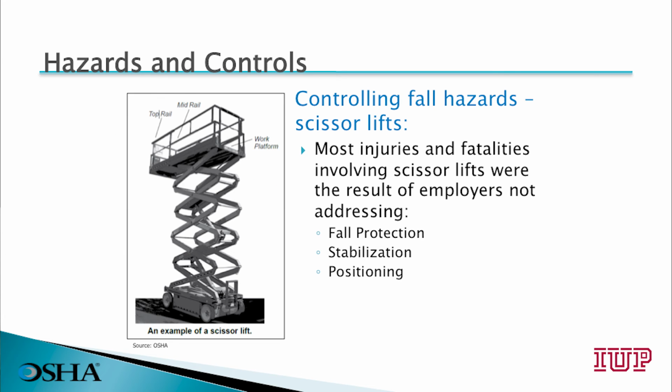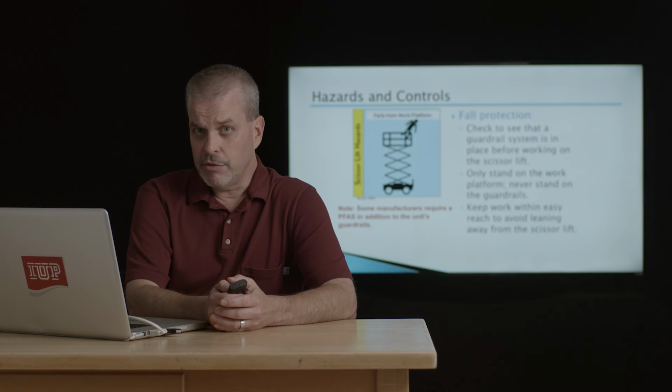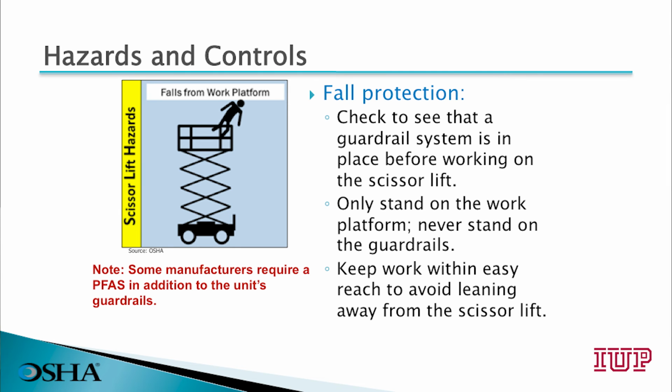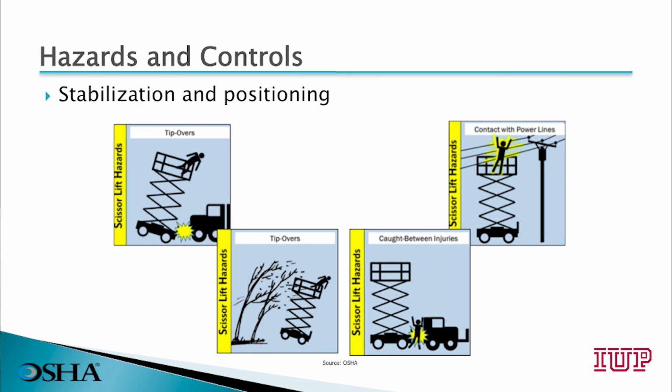When using a scissors lift, most injuries and fatalities involving scissor lifts were the result of employers not addressing fall protection, stabilization, or positioning. When using a scissors lift, check to see that a guardrail system is in place before working on that scissors lift. Only stand on the work platform, never climb the guardrail, and keep work within easy reach to avoid leaning away from the scissors lift. Employers should ensure that scissor lifts are stable and will not tip over or collapse.